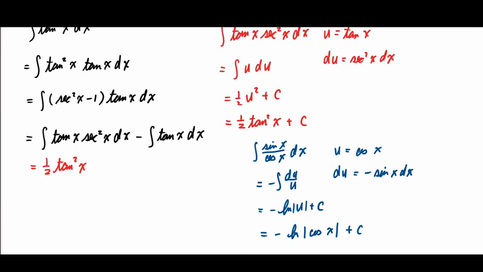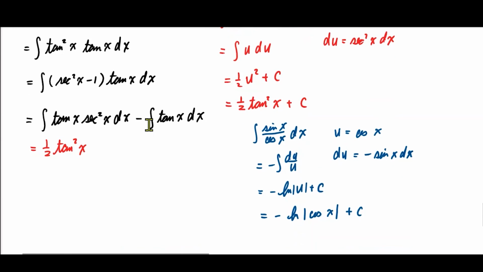So plug it in now. Do you see this? We picked up a minus sign, and there's a minus sign there. I mean, we could have put the minus sign here, but I decided not to. So we have to be careful, though. So this becomes plus now, and then ln, and then absolute value cosine x, plus c. So far so good.